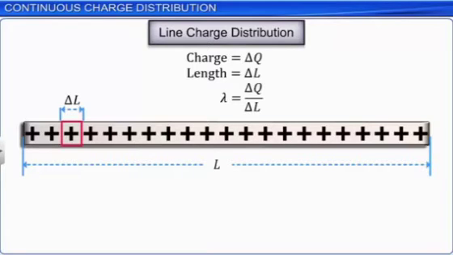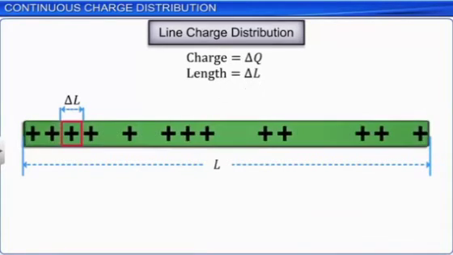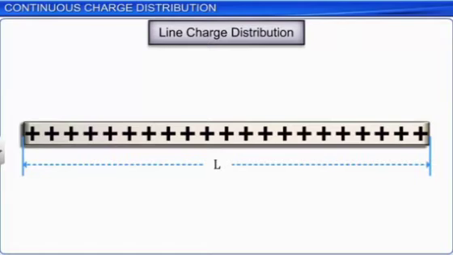If a line charge distribution is carrying a non-uniformly distributed charge, then its linear charge density, lambda, for an individual element is equal to delta Q by delta L. If a conductor of length L is carrying a uniformly distributed charge Q, then its linear charge density lambda is equal to Q by L.